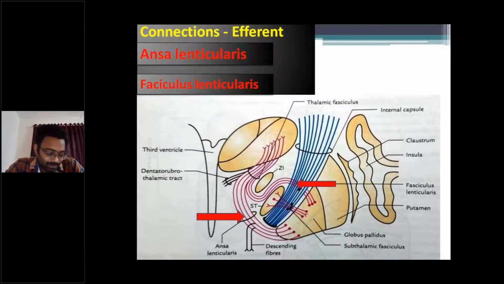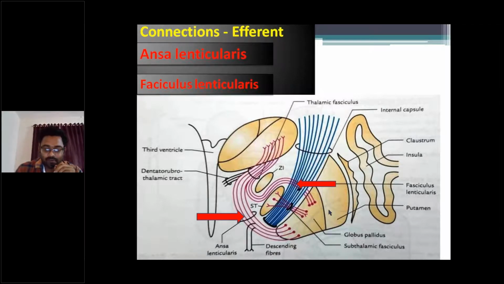Next one, efferent connections of corpus striatum. So this is once again a schematic picture. This is the thalamus and this is the lentiform nucleus, claustrum and insula. Identify this blue color, which is indicating the internal capsule, right? Internal capsule. So here, efferent connections of corpus striatum.